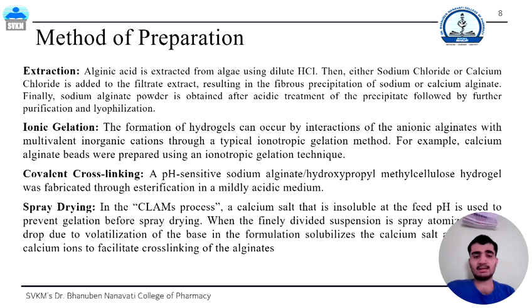Methods of preparation employed for the drug delivery process. Main common methods include extrusion, ionic gelation, covalent cross-linking, and thermal gelation. The most common method is ionic gelation, with the formation of hydrogel, which can occur by interaction of anionic alginate with multivalent inorganic cations through the ionotropic gelation method. For example, calcium alginate can be prepared using an ionotropic gelation technique.